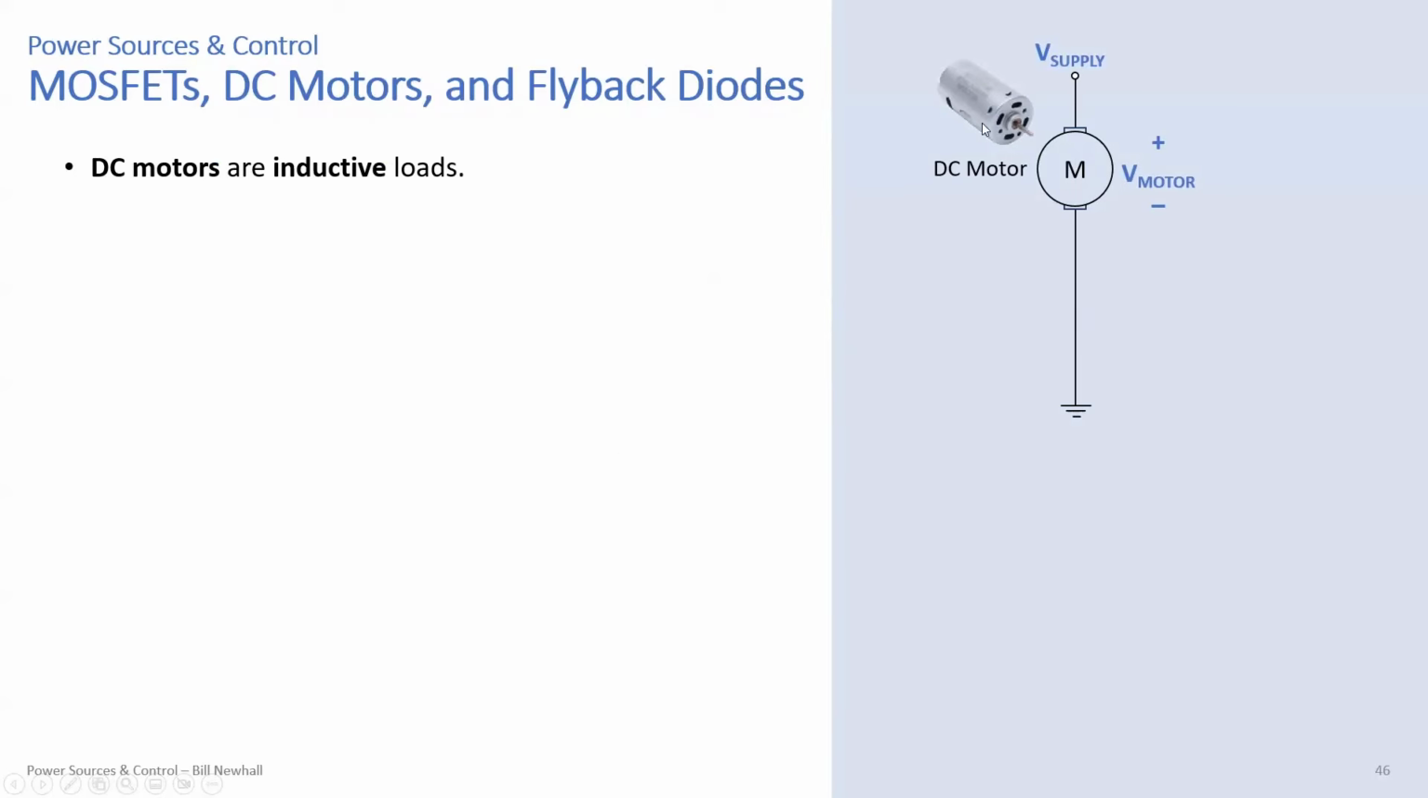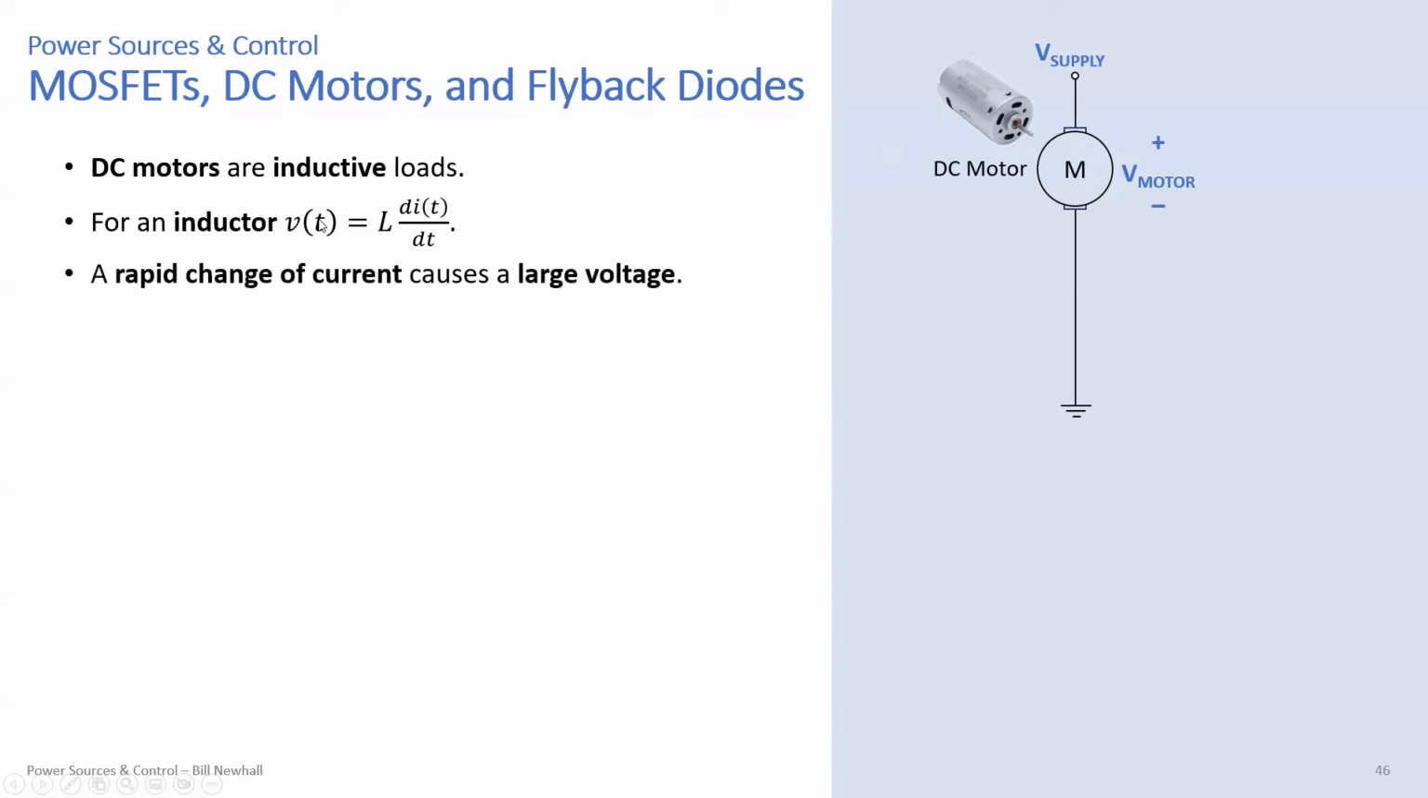So DC motors are inductive loads. They have coils in them, and that forms an inductor. They're magnetic devices. For an inductor, we know that the voltage across an inductance is L times the derivative of current. So if current changes fast, then that causes a large voltage. If you have some kind of rapid shutoff of current, you're going to get this big voltage.